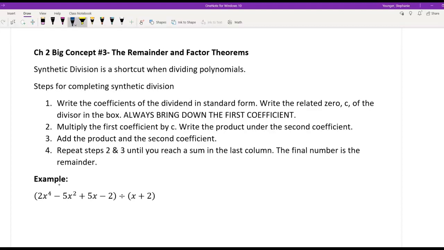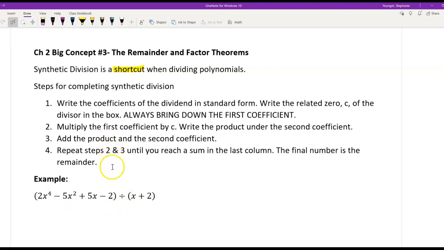Miss Younger, why on earth didn't you give us the shortcut to begin with? Well, it's because you need that productive struggle to appreciate synthetic division. So steps for completing synthetic division: write the coefficients of the dividend in standard form.